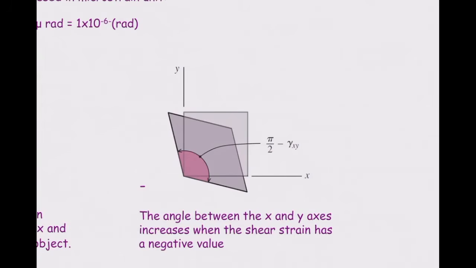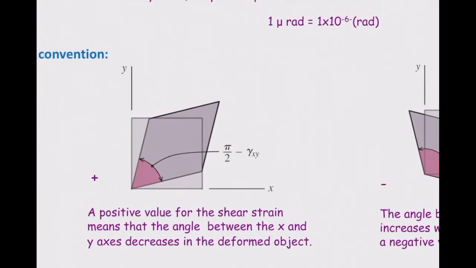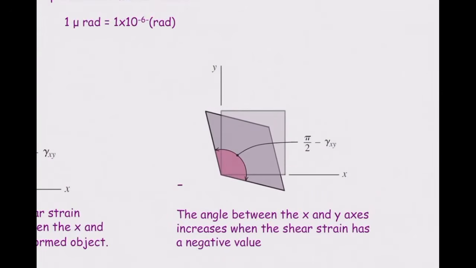It is a bit odd because we usually think that increase should be related to positive sign and decrease should be related to negative sign, but this is the sign convention that we have for shear strain in mechanics of materials. So again, if the deformed angle decreases from the initial angle, we call that positive shear strain, and if the deformed angle increases compared to the initial angle, we call that negative shear strain.